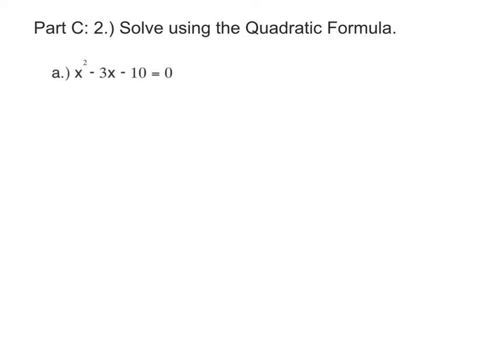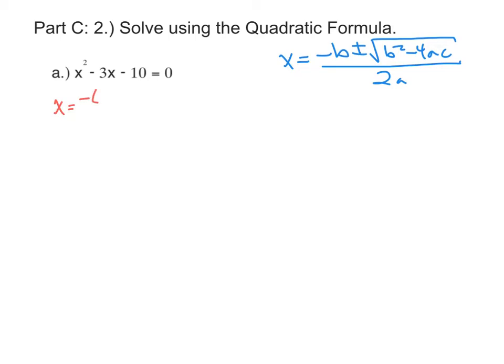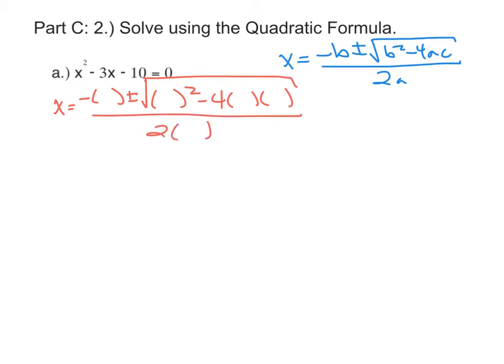In order to solve a quadratic equation using the quadratic formula, you have to know the quadratic formula, which is x equals negative b plus or minus the square root of b squared minus 4ac. It's all under the square root, and it's all over 2a. So when I have x squared minus 3x minus 10 equals 0, then x is going to equal negative b plus or minus the square root of b squared minus 4ac all over 2a. And it's just a matter of filling in all the numbers where they go.